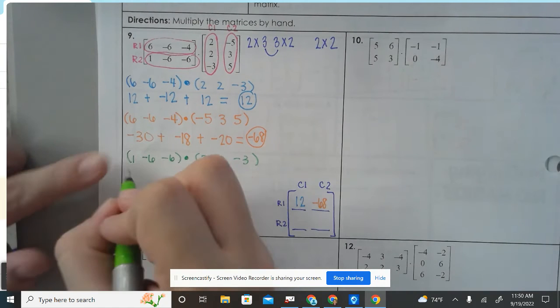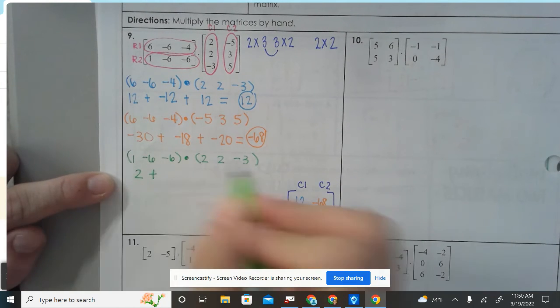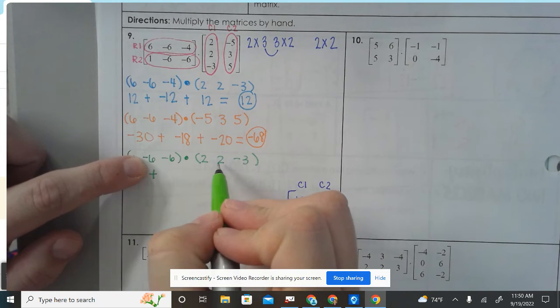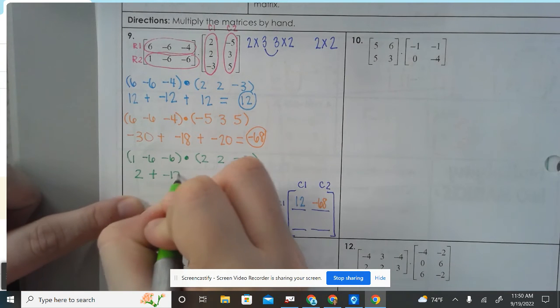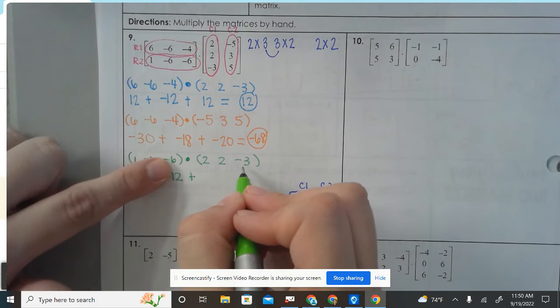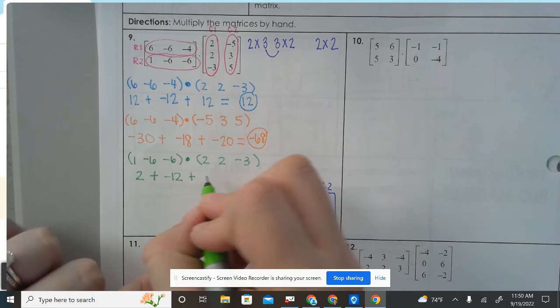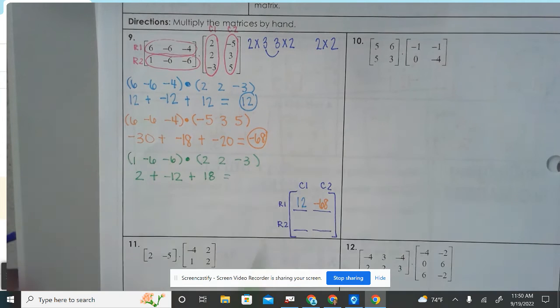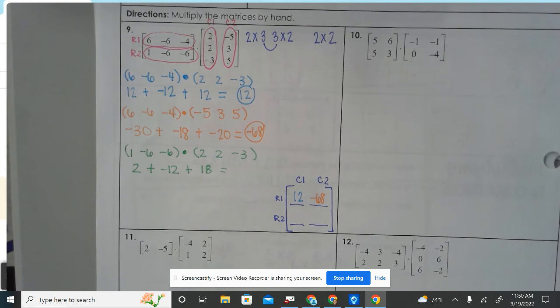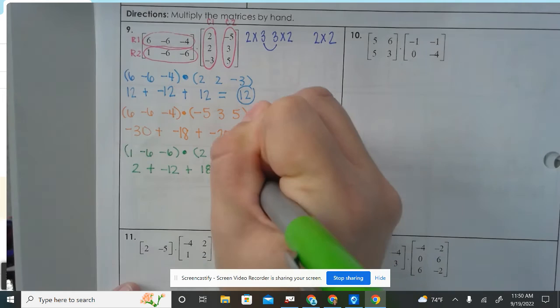If we multiply the 1 and the 2, we get 2. -6 and 2, -12. -6 and -3, you get 18. And when added together, what do you get? 8. Very good.